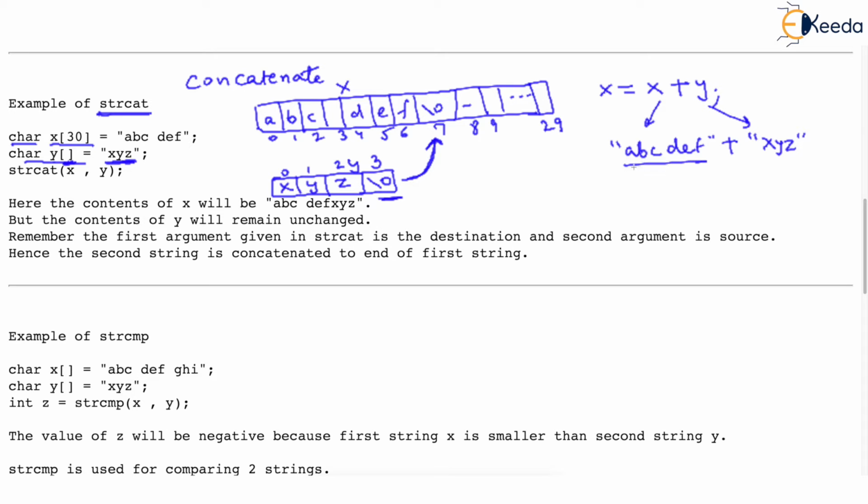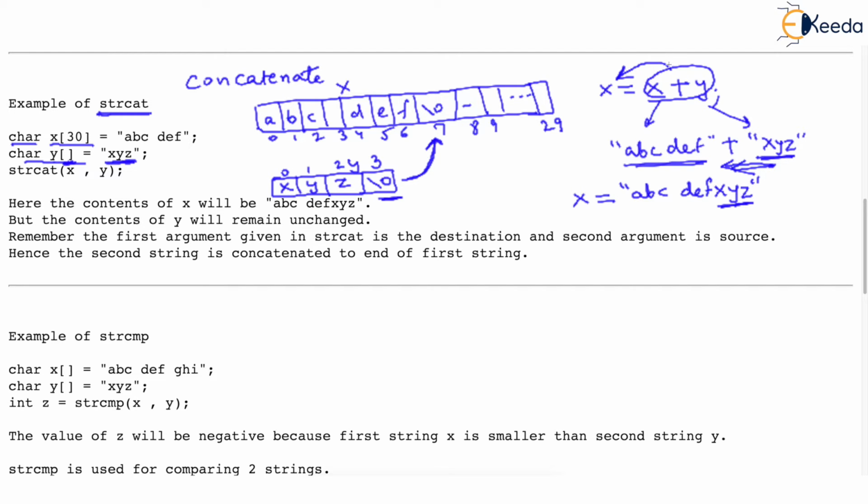Now, both these strings are to be added. That is, they have to be concatenated. That is, XYZ should be added to this string at the end. At the end of the string, XYZ should be added. This is called concatenate. And whatever is the result of X plus Y should finally be stored in X. So finally, X will become equal to ABC space DEF XYZ. Note how this XYZ, which was part of Y, has been concatenated at the end of X.